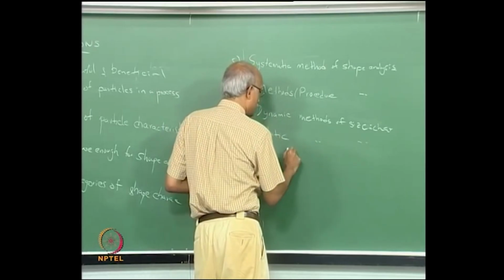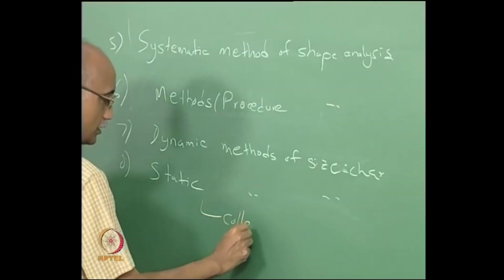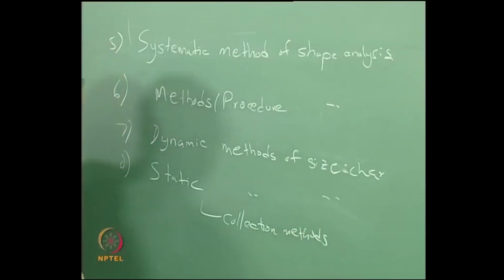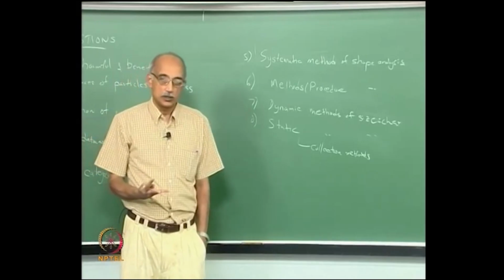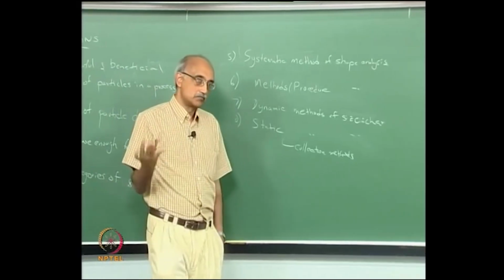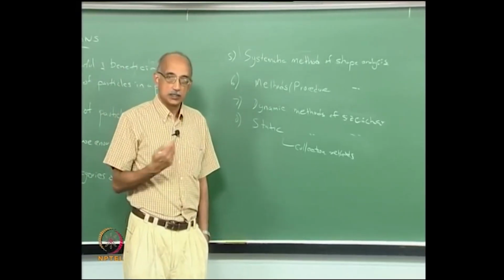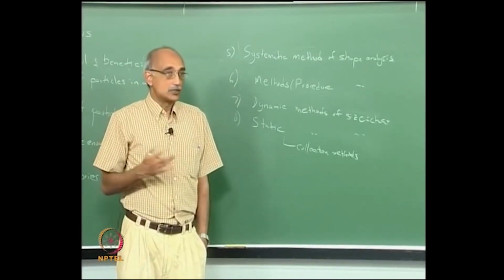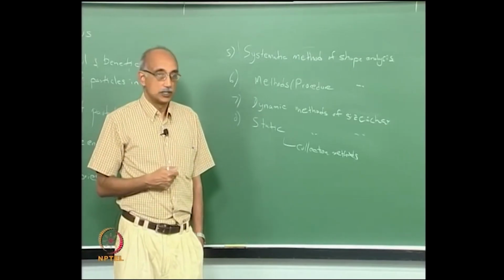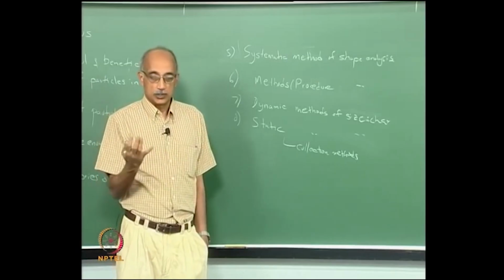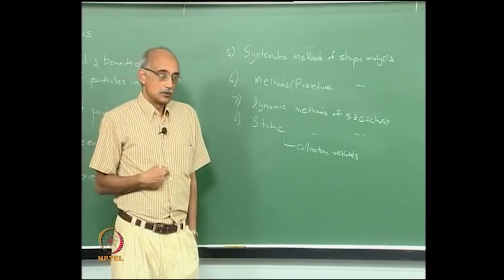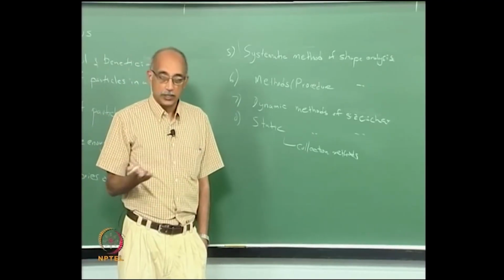And then we have static methods of size characterization, which begins by collection methods, right. In order to analyze particles in static mode, you first have to collect them, and we talked about various methods in which particles could be collected for size analysis. So methods such as impactors, settlers, impingement devices, filters, isokinetic samplers, thermal devices which use thermophoresis, electrostatic devices that use electrostatic forces. Of course, you can use magnetic fields for collecting particles.